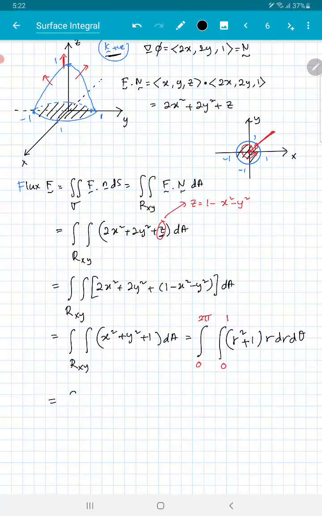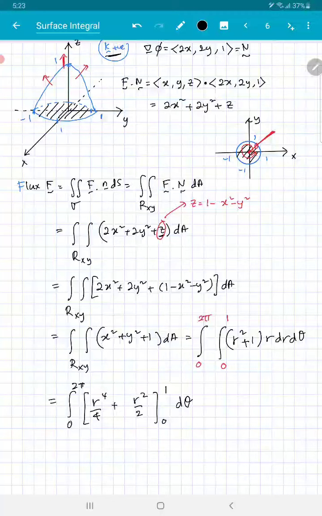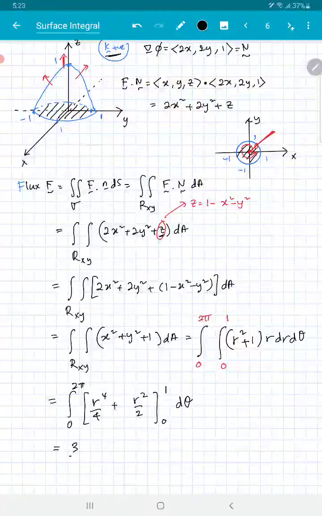Okay, now let's evaluate. Integrate with respect to r. We have here r cubed, that will give us r to the power 4 over 4. And here we have r, integrate r, we get r squared over 2. And then replace r with the upper and lower limits, which are 0 and 1. So here we have 1 over 4 plus 1 over 2, which is 3 over 4.